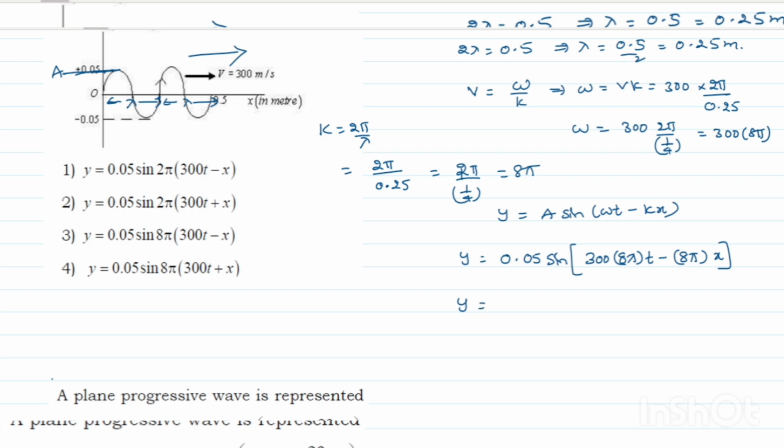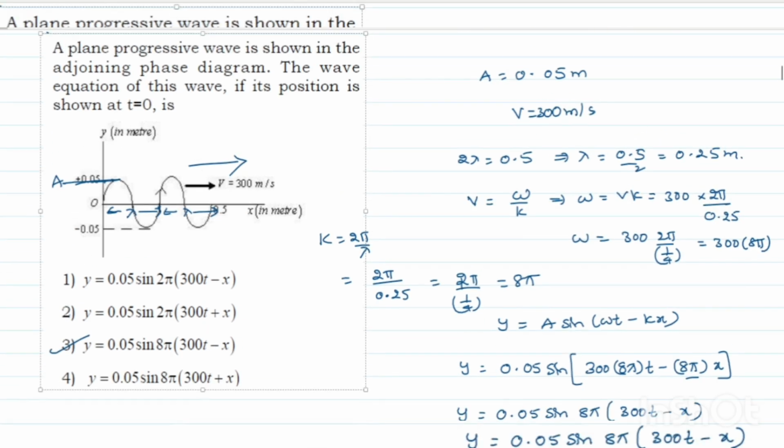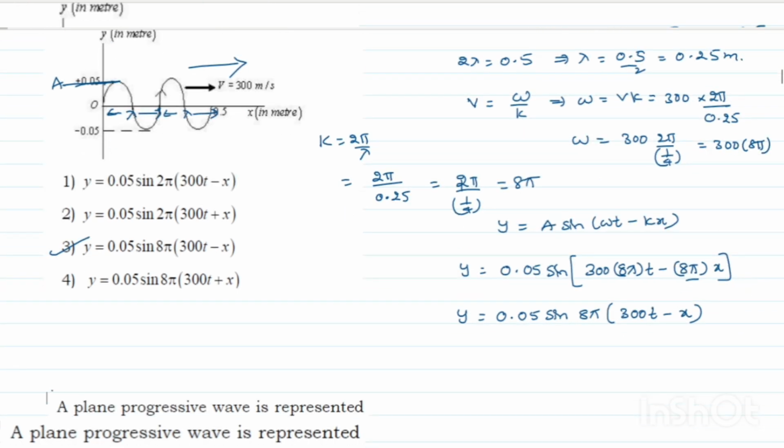So y equals 0.05 into sine 8 pi. Taking 8 pi common, we write 300 t minus x. So this is the representation of the wave equation we get. So the answer will be the third one. Let us see the next question.